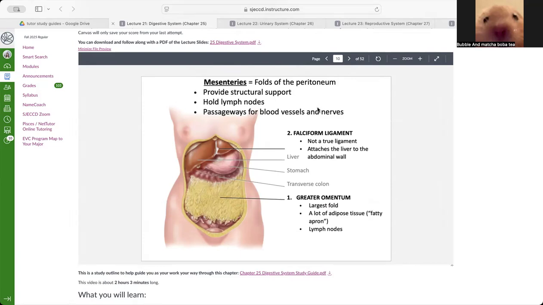You can lift this up because it is one of the large folds of peritoneal membrane with adipose tissue. It has a lot of lymph nodes and is important for proper immune responses to things traveling in your abdominal cavity. So it's important as you process and bring these things through your digestive tract.